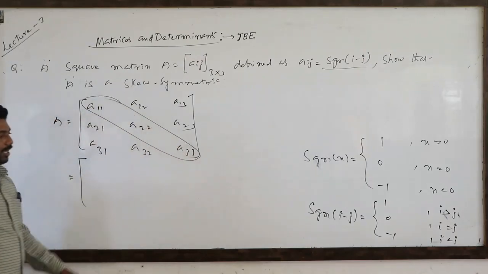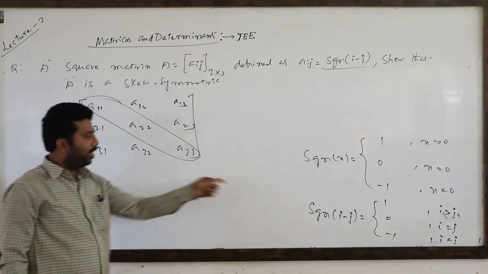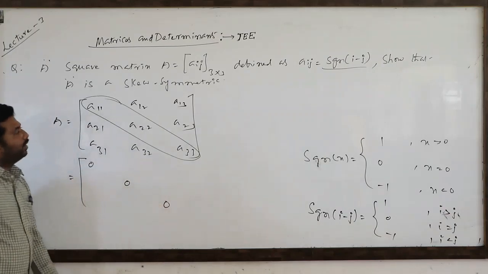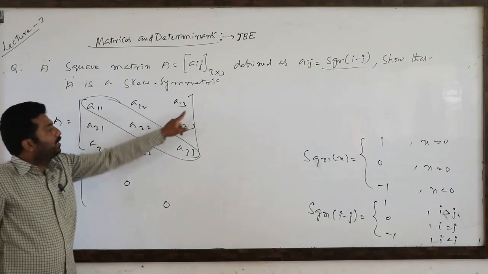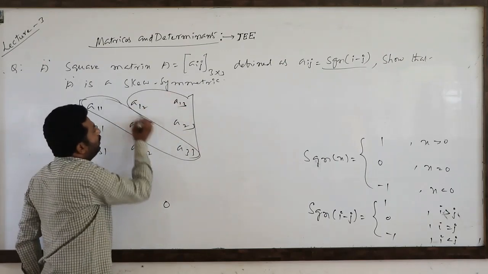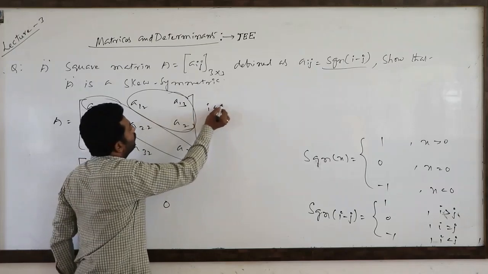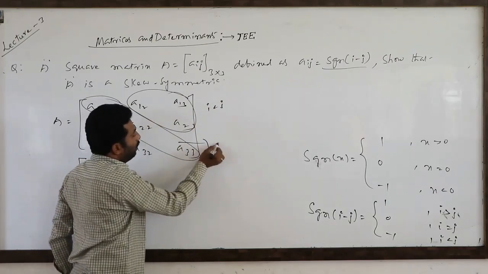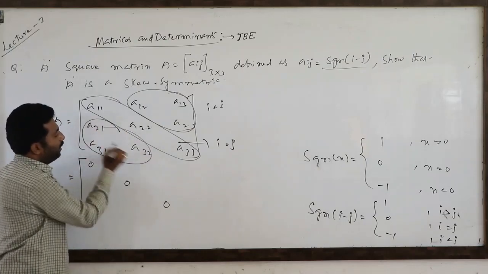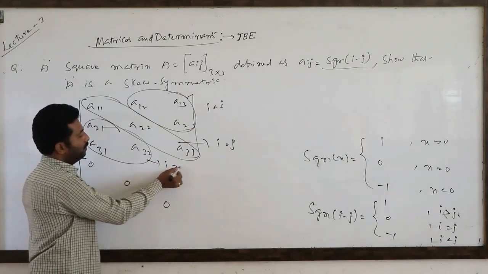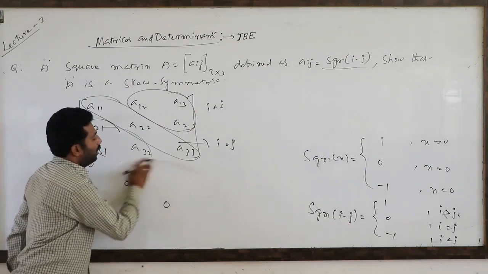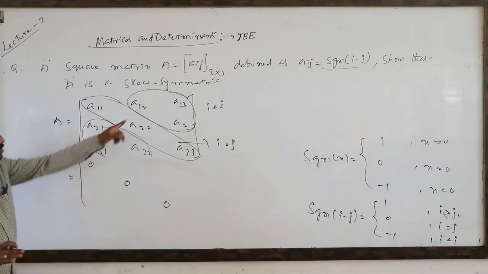You observe what these elements are. In the i equal to j case, all are zeros: 0, 0, 0. These positions, 1 2, 1 3, 2 3, are all the i less than j cases. These are all the i equal to j cases. These are all the i greater than j cases.